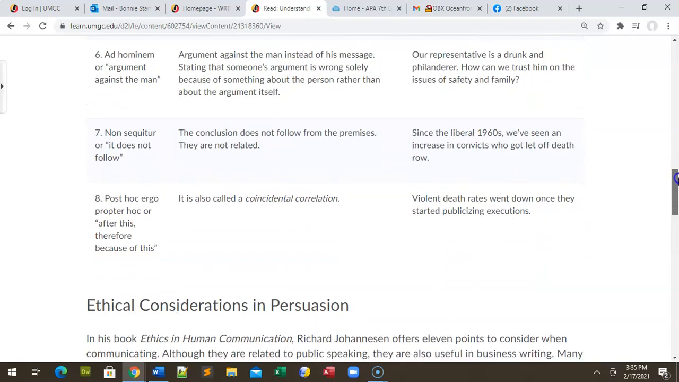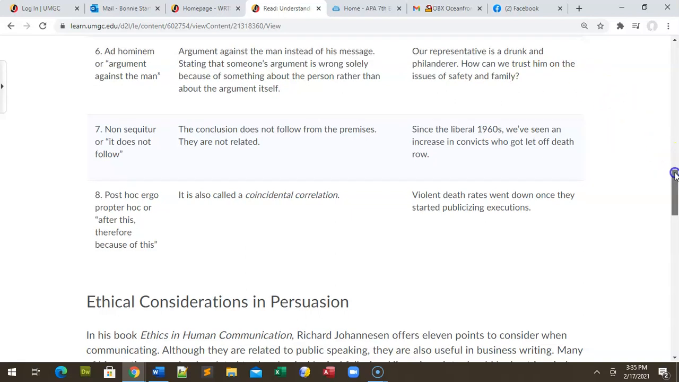The ad hominem is when you argue against the man instead of the message. And this has certainly been part of our news. For example, it says a representative is a drunk, so how can we trust him on the issues of safety and family? One thing doesn't mean that you can't do the other.